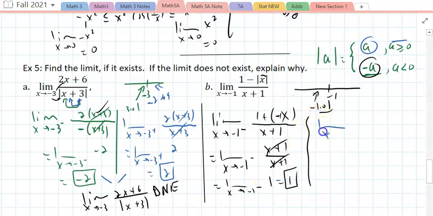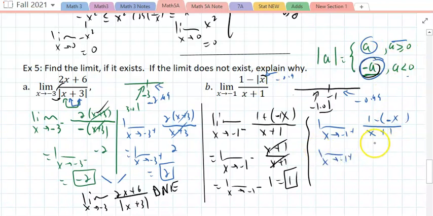Now I take the limit as x approaches negative 1 from the right. From the right, let's say negative 0.99. If I put in negative 0.99, isn't that negative? I still have to put a minus in front of whatever was inside the absolute value. And I know the drill.